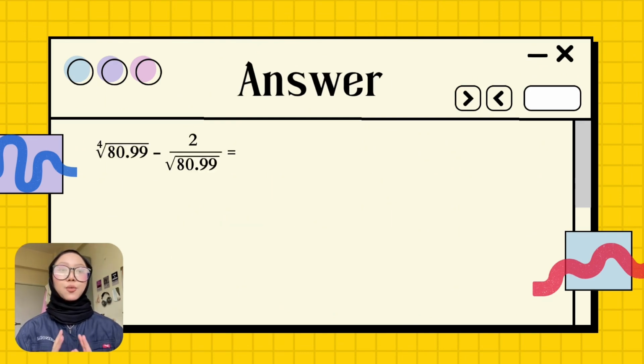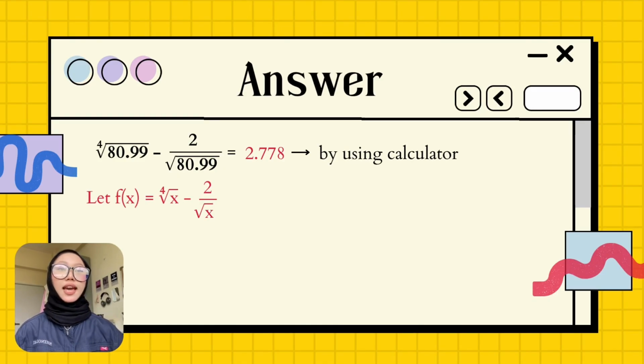First of all, we can solve this question by using the calculator. By using the calculator, we will get 2.778 as the answer. So, this will be our expected answer for this question. Next, we need to find f(x). In order to find f(x), we can replace the value of 80.99 from the equation with x, so that we get the fourth root of x minus 2 over square root of x.